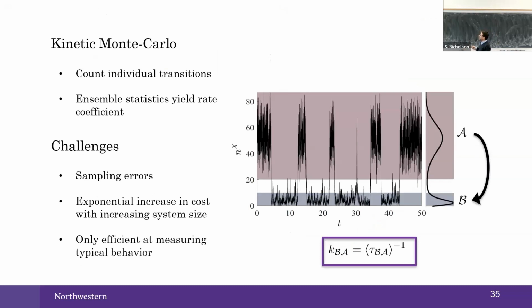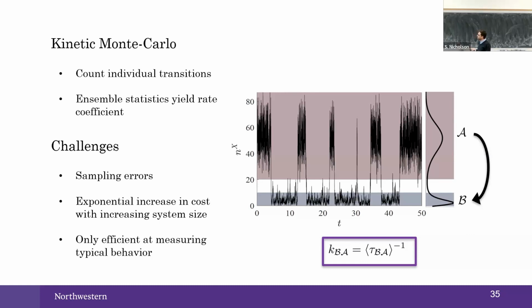Okay, so just to recap, with our kinetic Monte Carlo, we're going to count individual reactions and build ensemble statistics. This will give us our rates. Our challenge is how many trajectories you need. This exponential cost comes mainly from two places. One is that as you increase the number of molecules in your system, the time between reactions is going to exponentially go to zero. So you end up needing to generate an exponential number of random variables to decide when all your reactions occur.